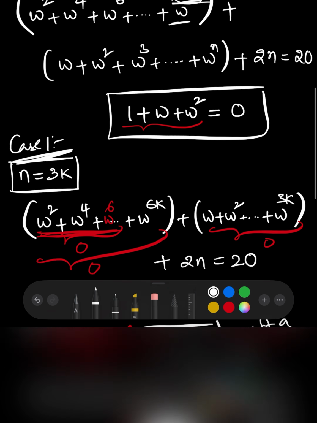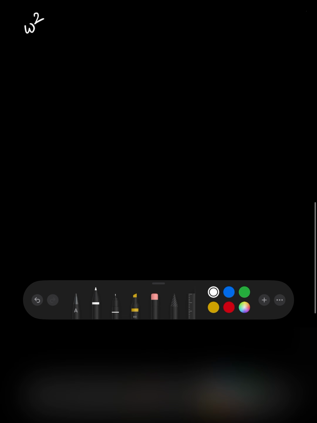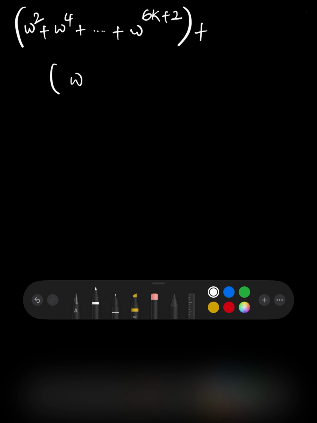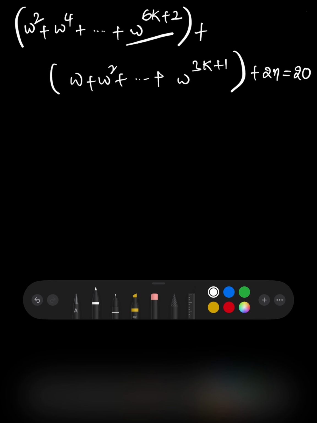So now the given question converts to omega square plus omega power 4 plus and so on, omega power 6k plus 2, because of 2 times 3k plus 1. So this is what, 1, and the next values omega plus omega square plus and so on, omega power 3k plus 1, plus 2n equals 20, right? As we know that it is omega power 6k plus 2, the previous term will be omega power 6k, and here the previous term is omega power 3k, right?